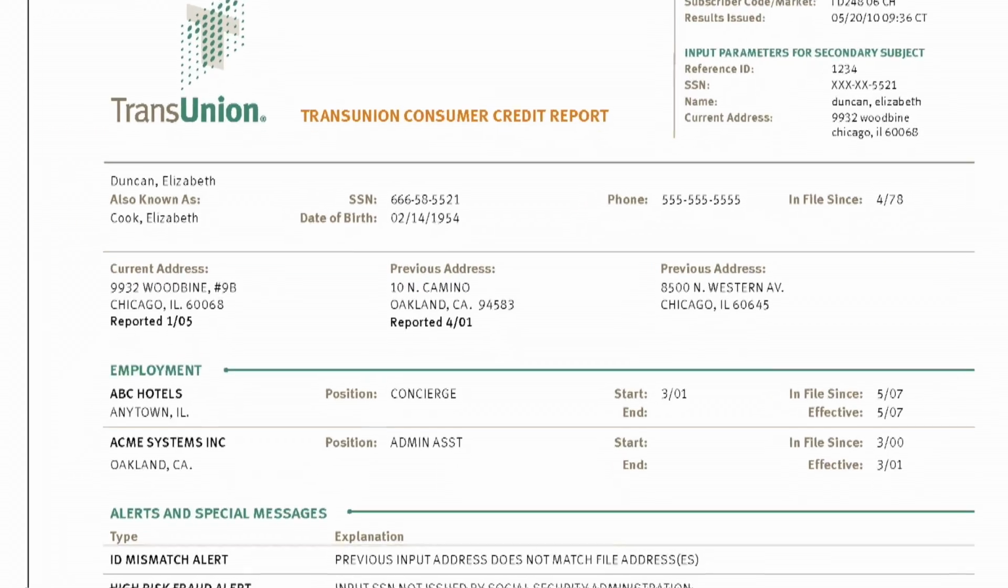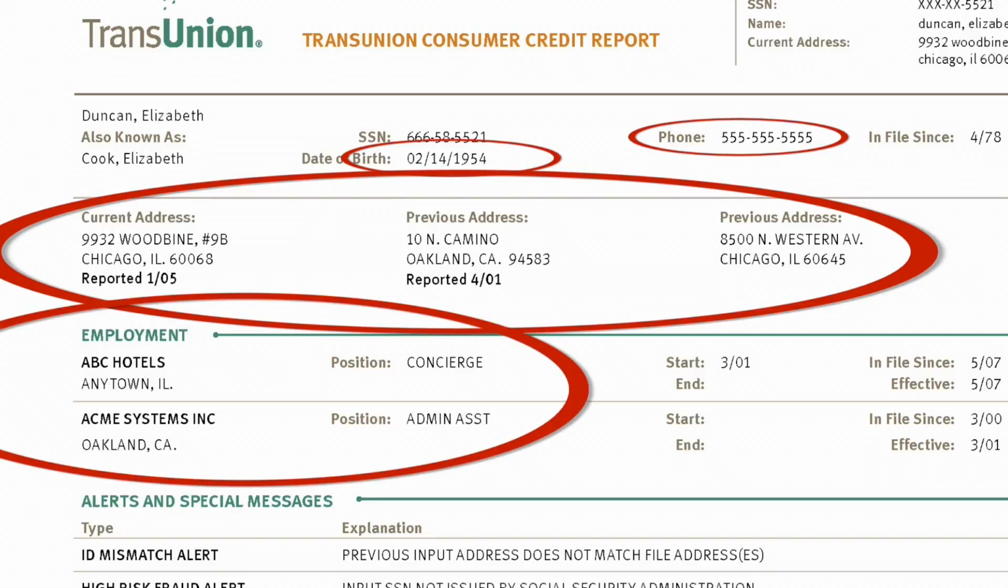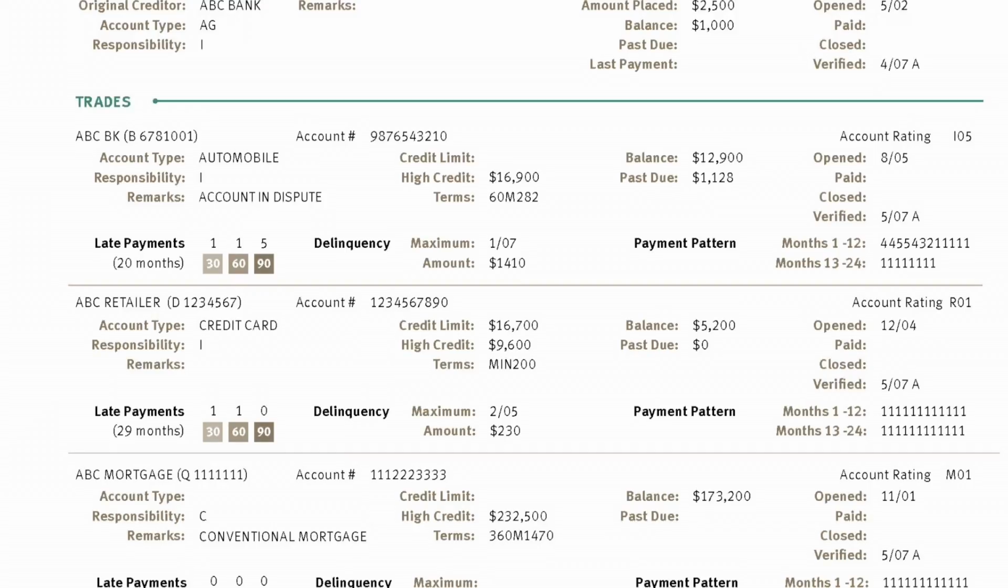Other information might include your current and previous addresses, your date of birth, telephone numbers, driver's license numbers, your employer, and your spouse's name. The next section is your credit history. Sometimes individual accounts are called trade lines. Each account will include the name of the creditor and the account number, which may be scrambled for security purposes.